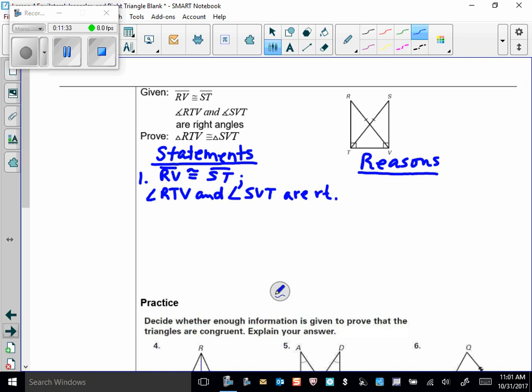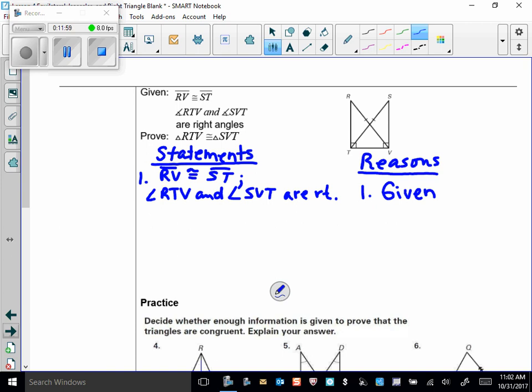That makes me think perhaps I'm going to use the hypotenuse-leg theorem. I don't know. We'll see. That's given. Okay, let me look at these triangles. Well, you know what? It's great because RV and ST are the hypotenuses. So now I'm leaning very strongly towards the hypotenuse-leg theorem because all I need is the leg, right? And oh, look, they both share leg TV.